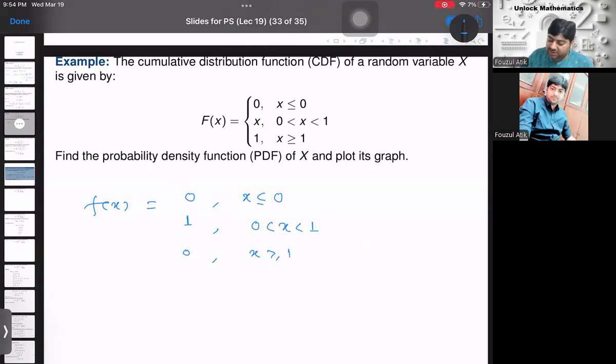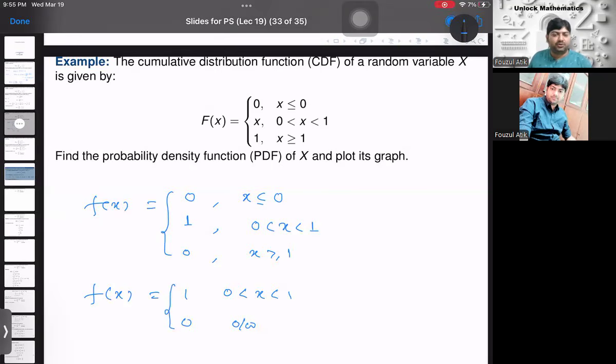So in short, for x less than or equal to 0 it is 0, and for x greater than or equal to 1 it is 0. I can simplify this and get f(x) equal to 1 if 0 is less than x less than 1, and equal to 0 in all other cases. So this is the probability density function.